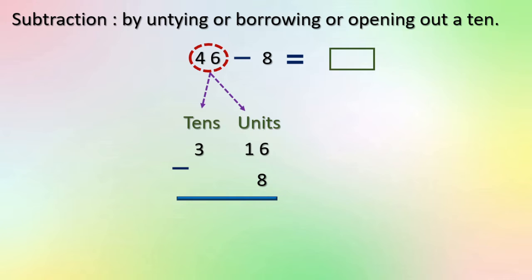Yeah, you can use your fingers. Otherwise, you can count numbers from 8 to 16. What is the answer? Yeah, 8. Right? And here 3 remains as it is. So our answer, that is 46 minus 8 is equal to 38.